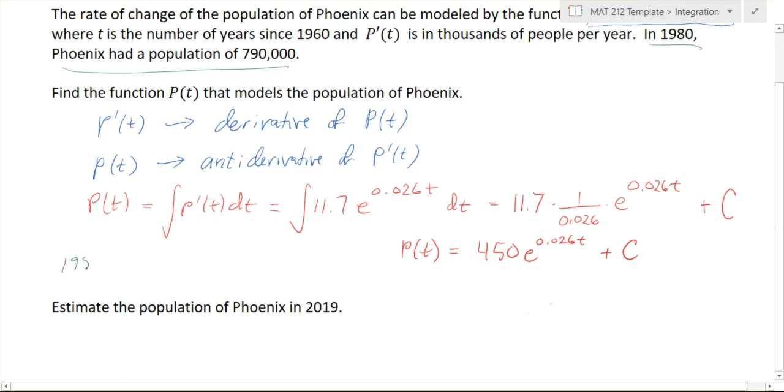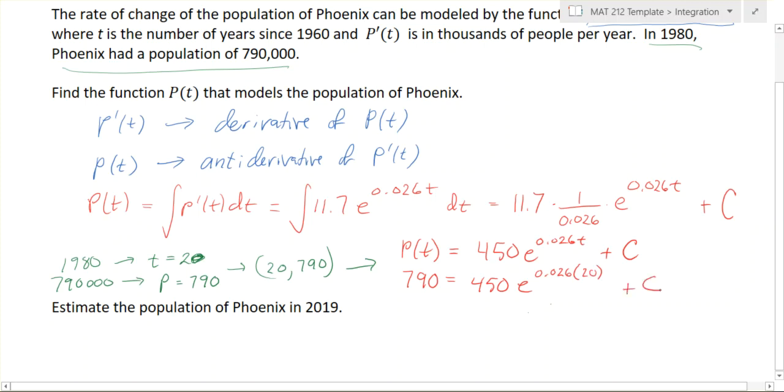So 1980 would be a t value of 20, because remember, this model starts from 1960. A population of 790,000 would be a p value of 790, because again, the rate of change is in thousands of people per year, so 790,000 would be 790 in this model. So what I really want to do is plug in the point (20, 790) into this function.